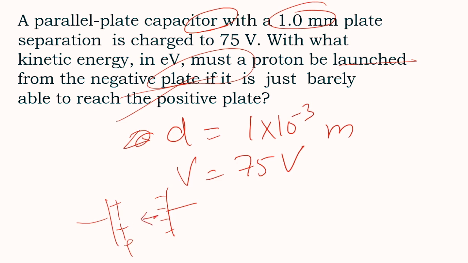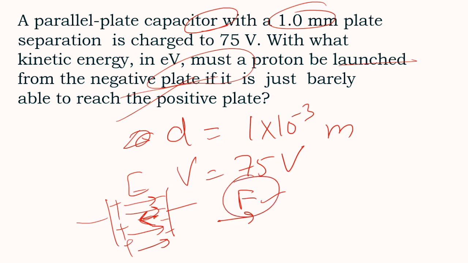If the proton is launched, it definitely has to go against the electric field, because the electric field is in this direction, so the force on the proton is in this direction. So when the proton goes in this direction, it will eventually lose energy because of this force. So the work done by this force will be equal to the decrease in kinetic energy.